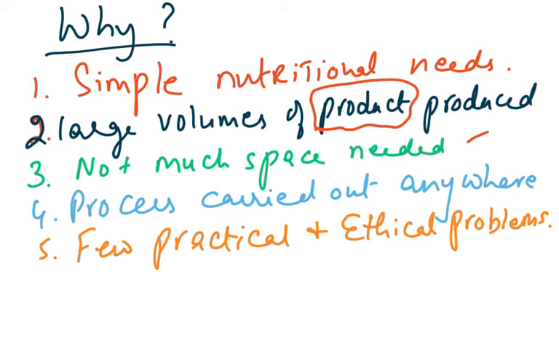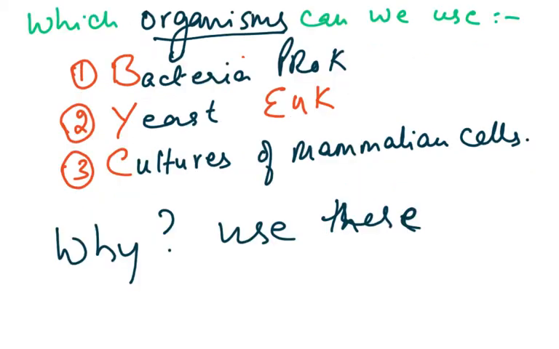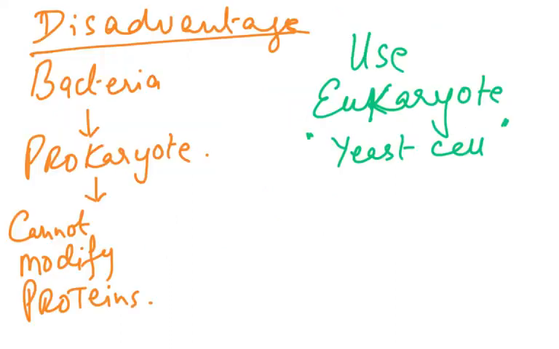So there weren't any ethical issues. And the practical problem, the whole setting up of the practical, was very, very easy. So these were the reasons why we used these bacteria, and as we just said, bacteria, yeast cells and cultures of mammalian cells. Now, what are the disadvantages?